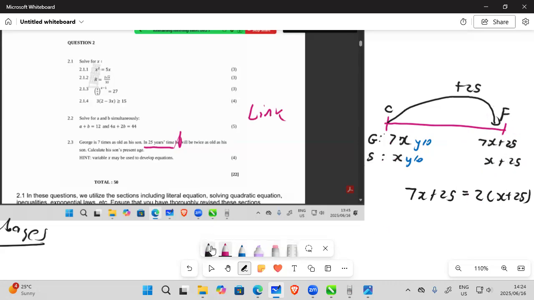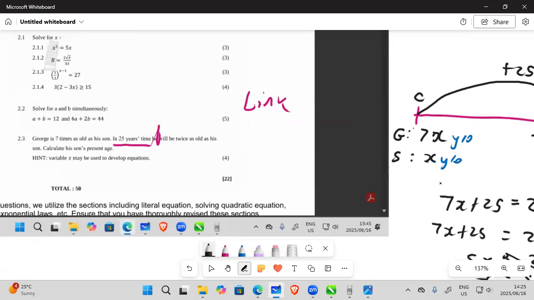Okay. And so if we do this now, we can just solve this like a normal equation, which is equal to 2x plus 25. Sorry, plus 50. Bring this across, it'll be 5x. 50 minus 25 is 25. X is 5. What is X? Go back and define your variables. X is his son's current age. And so, in fact, we did solve for his current age.